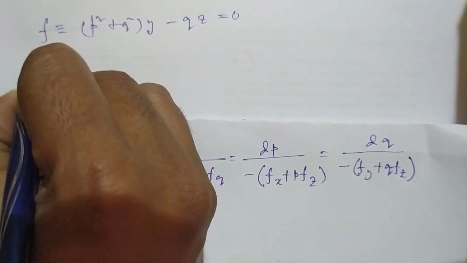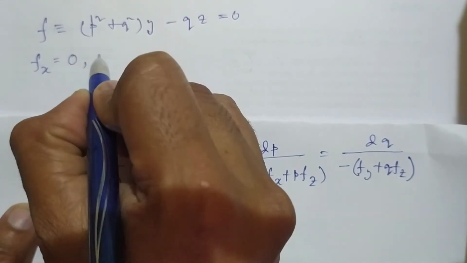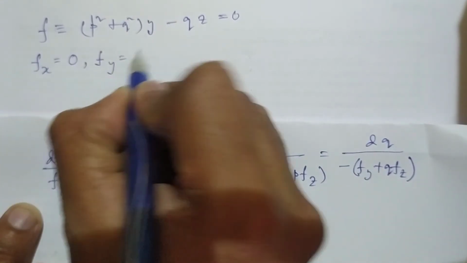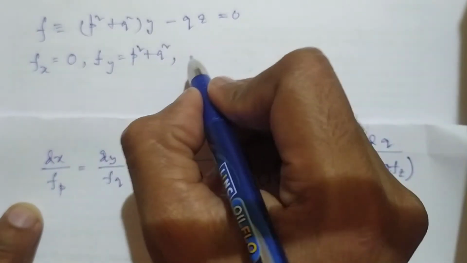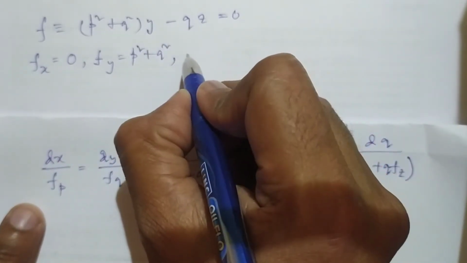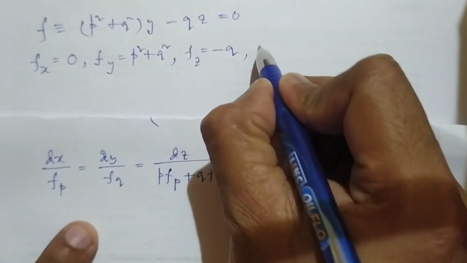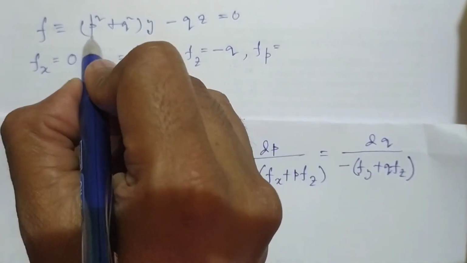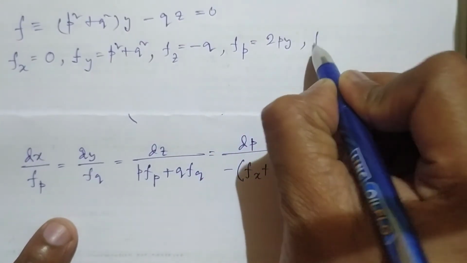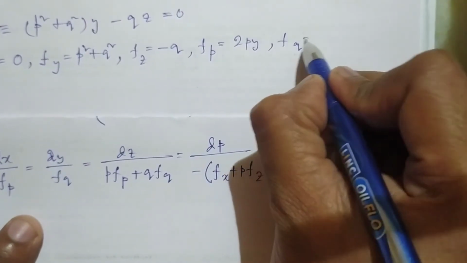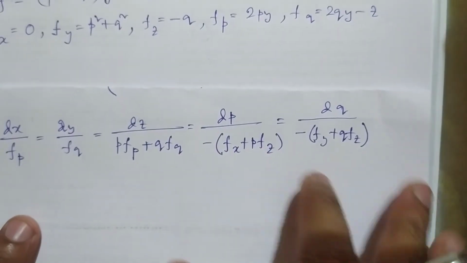So fx is equal to 0, since there is no dependency on x. Then fy, there is y, so fy = p² + q². Then there is z, so fz is equal to −q. Then fp is 2py, and fq is 2qy − z, right?